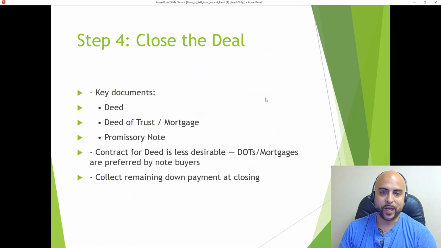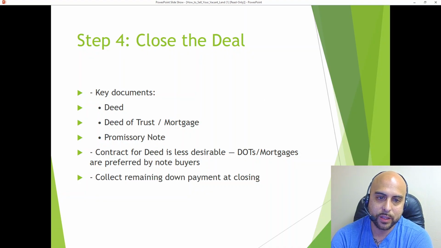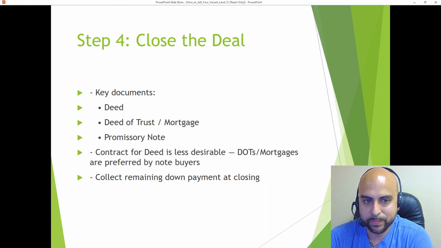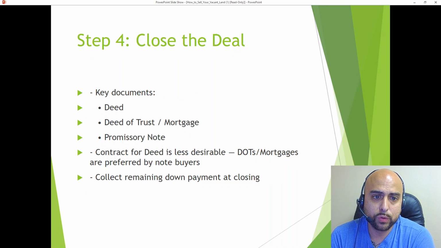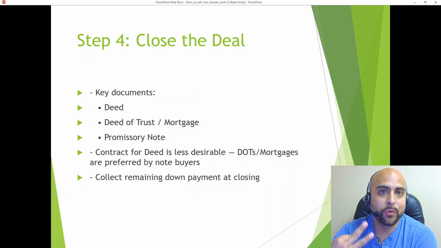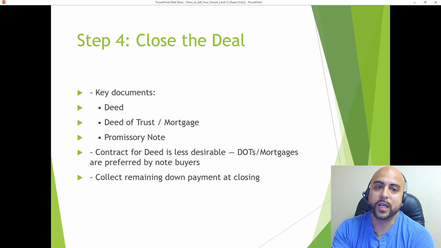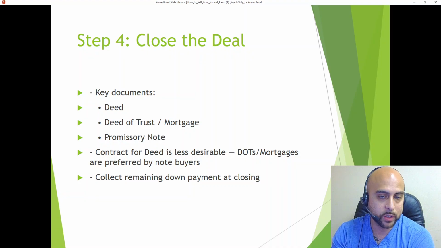Close the deal. So get familiar with the key documents involved with this seller finance transaction. To keep things simple up front, you're really going to have three important documents. One is your deed. Second is either your deed of trust or mortgage.